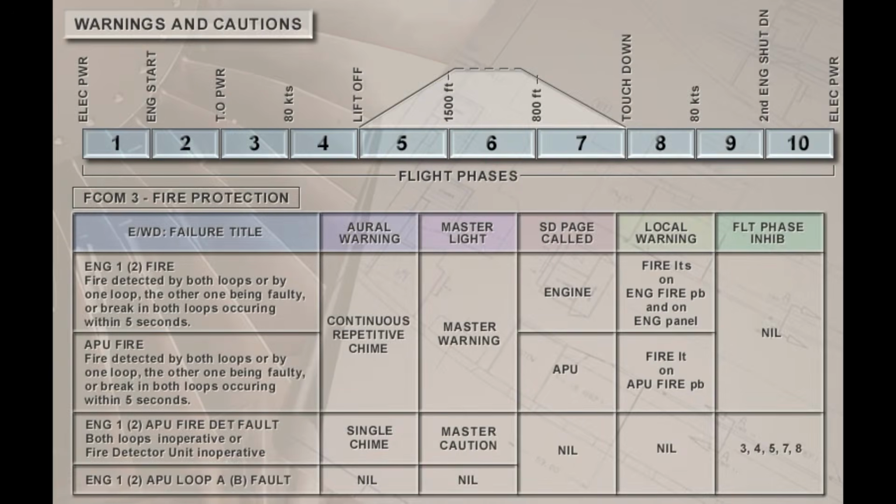In FCOM 1, at the end of each system description chapter, there is a chart titled Warnings and Cautions, which lists the possible faults associated with that system. The failure title and, if applicable, the type of oral warning, the master light, the system's display page automatically displayed, the local warning, usually a fault light on a system's push-button switch, and the flight phases in which the fault is inhibited are all listed.